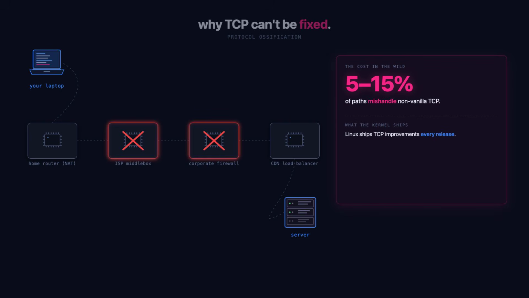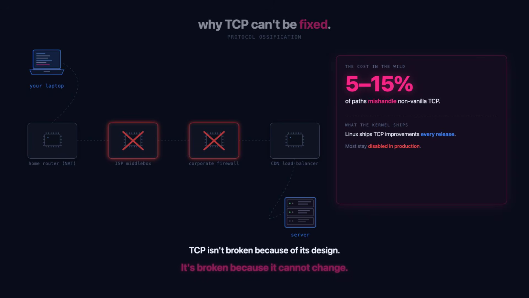Linux ships TCP improvements every release. Most of them stay disabled in production because the operators have learned. Anything non-vanilla breaks somewhere, and you can't tell where until users complain. TCP isn't broken because of its design. TCP is broken because it cannot change. The protocol is frozen in amber, watched by 1,000 middleboxes, and there is no version 2. So if you cannot evolve TCP, what's left?